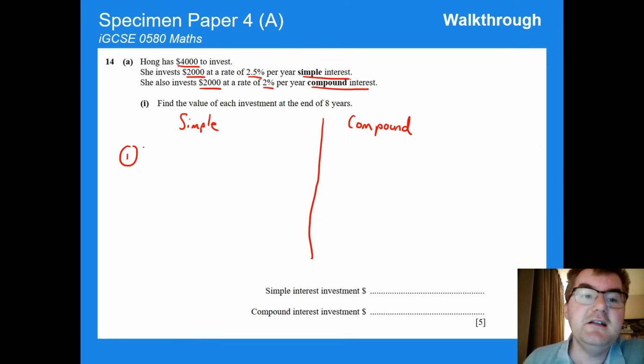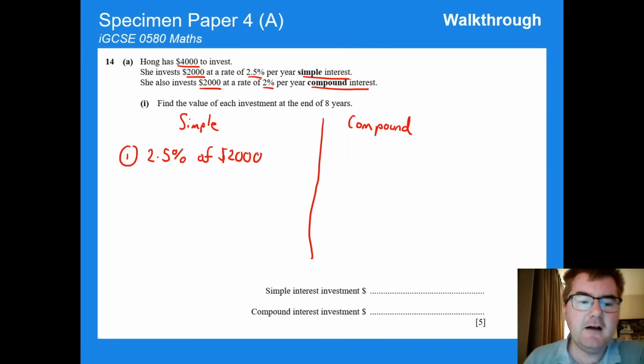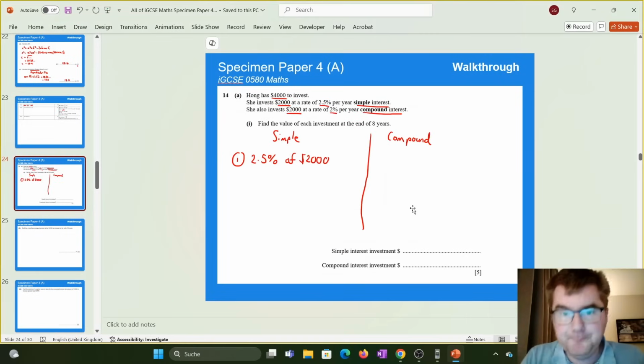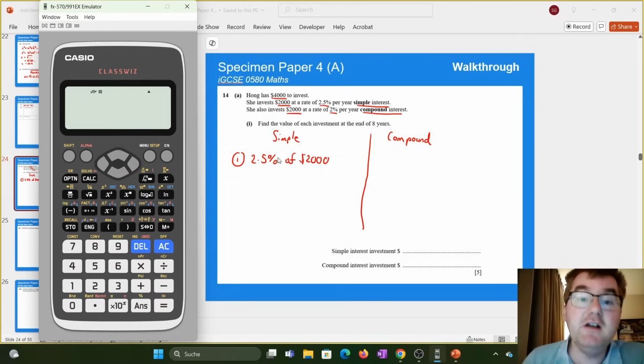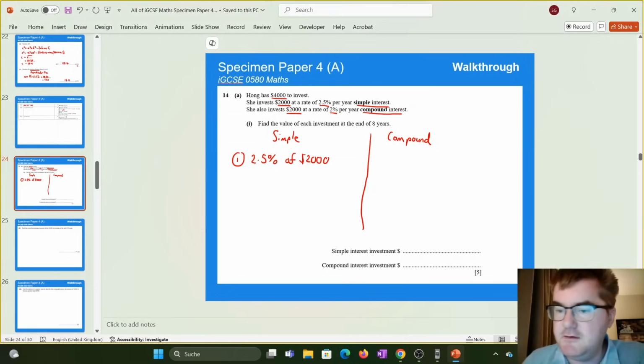So the first step here is we find 2.5% of the initial amount, so of $2,000. Now, how do we do that on the calculator? So we go to our calculator and we turn 2.5% into a decimal. So we're going to divide that by 100. That's going to give us 0.025, and then we multiply that by 2,000. So that gives us $50.